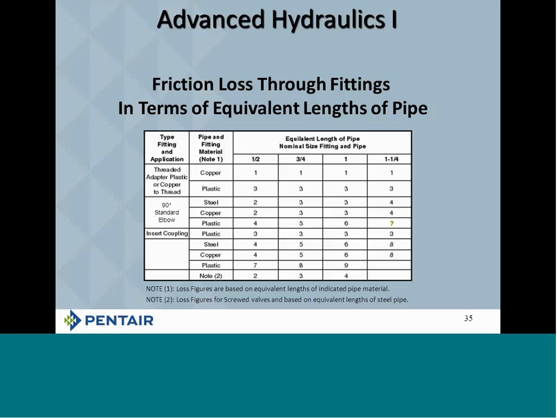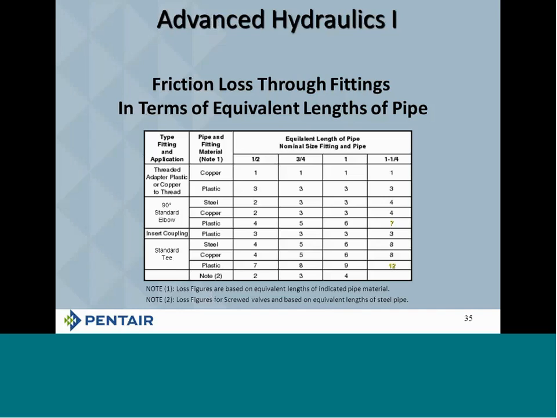Now remember, it is not 7 feet of head, it is 7 feet of straight pipe. If you were to have a standard T in plastic, it would equal 12 feet. Again, this is 12 feet of straight pipe.